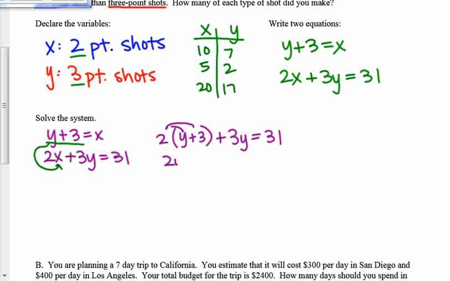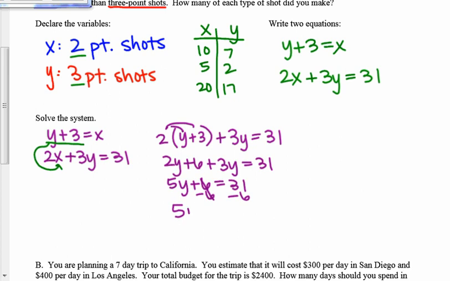So I get 2y plus 6 plus 3y equals 31. I'm going to combine those y terms to be 5y plus 6 equals 31. When I subtract 6 over, I get 5y equals 25. And then when I divide by 5, I get y equals 5. So here's one of my answers.